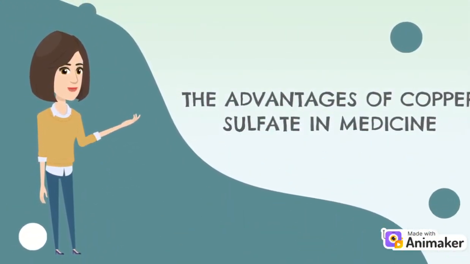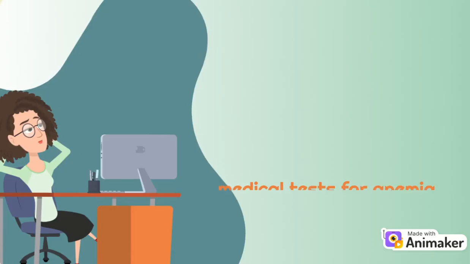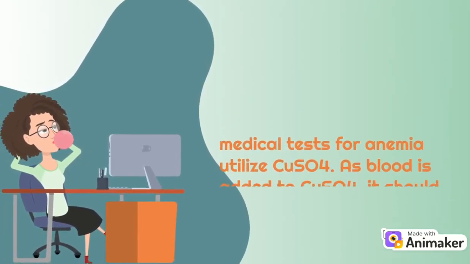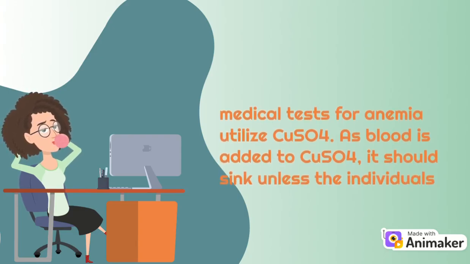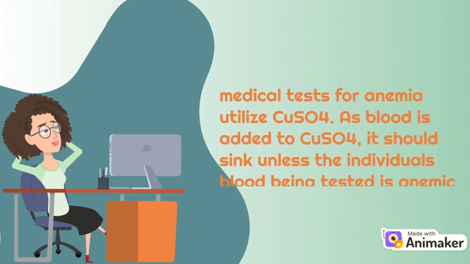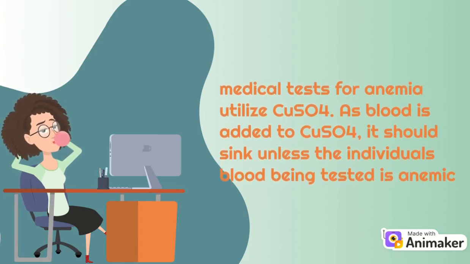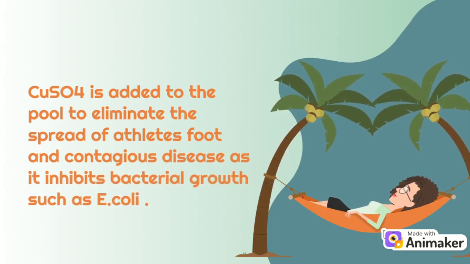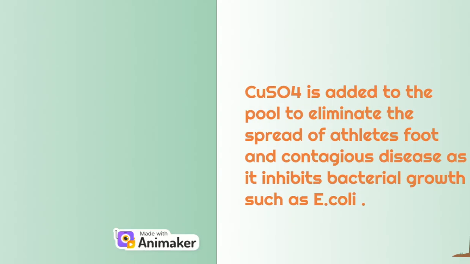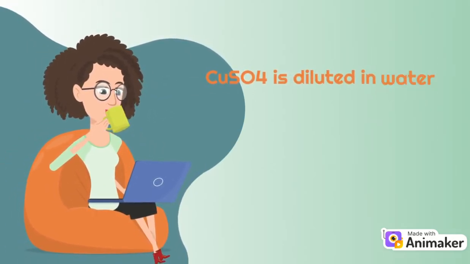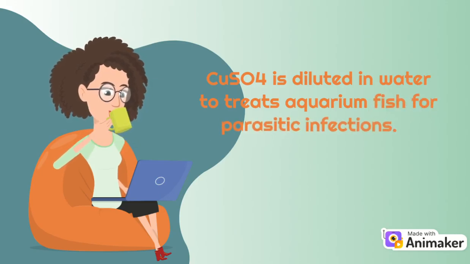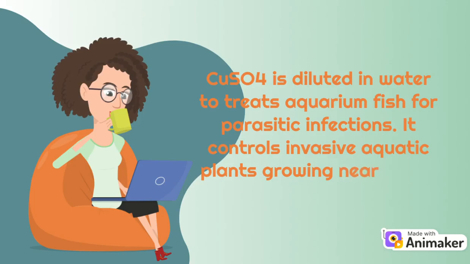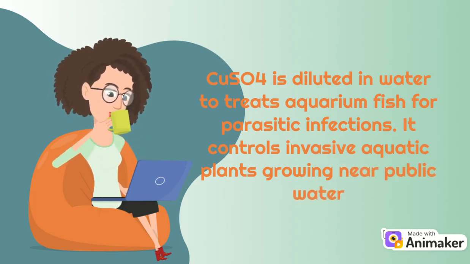The advantages of copper sulfate in medicine. Firstly, medical tests for anemia utilize CuSO4. As blood is added to CuSO4, it should sink unless the individual's blood being tested is anemic. Other than that, CuSO4 is added to the pool to eliminate the spread of athlete's foot and contagious disease as it inhibits bacterial growth such as E. coli. Lastly, CuSO4 is diluted in water to treat aquarium fish for parasitic infection. It controls invasive aquatic plants growing near public water.